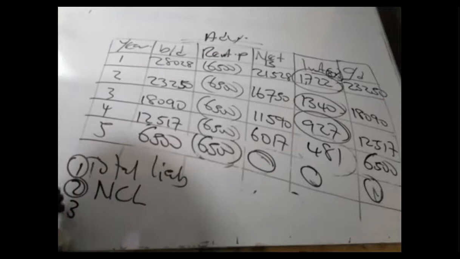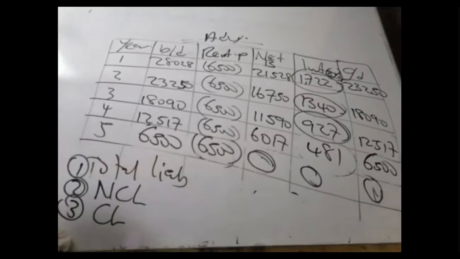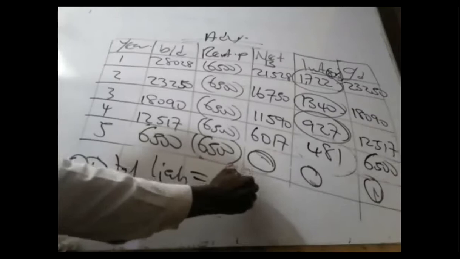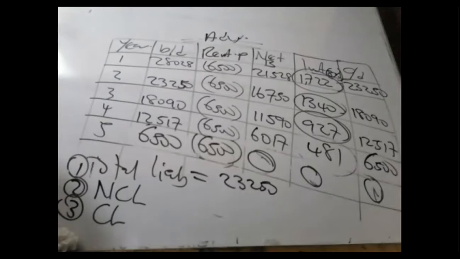You are splitting it for me. So let's see everybody's answer. Okay. Based on the rule that we did, for year 1, total liability is equal to 23,250. Agreed. That's the total liability, which needs to be split into two: non-current and current. To get the non-current, please, let's follow the rule.